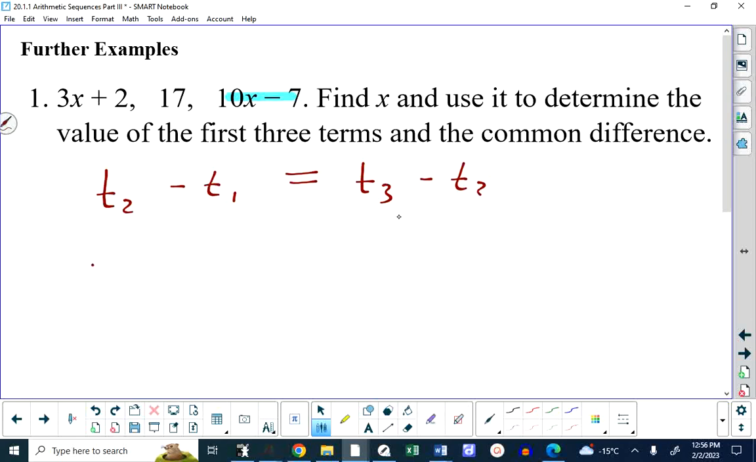So T2 minus T1 equals T3 minus T2. So I took the second term, which is 17, and I subtracted the first term, which is 3x plus 2. I set it equal to the third term, which is 10x minus 7, minus the second, which is 17. But there's a mistake there.